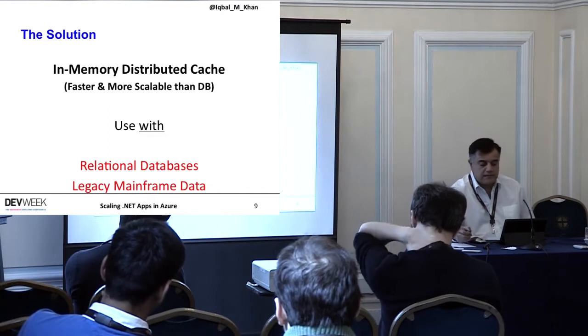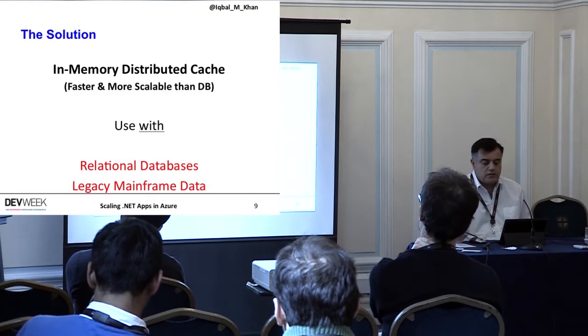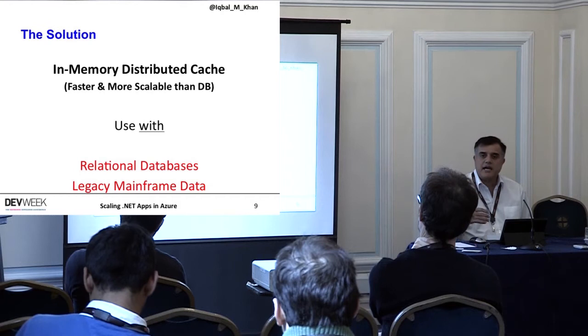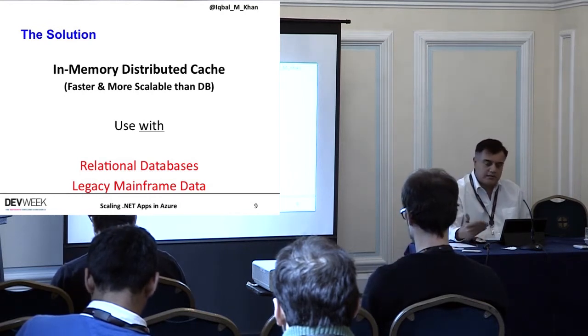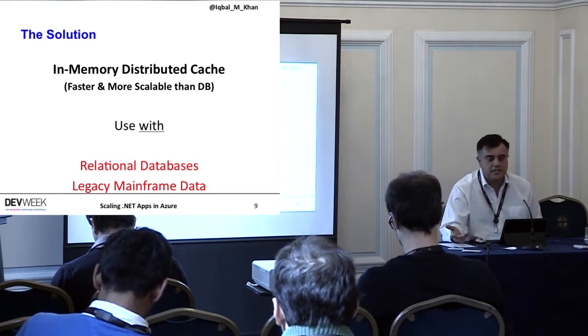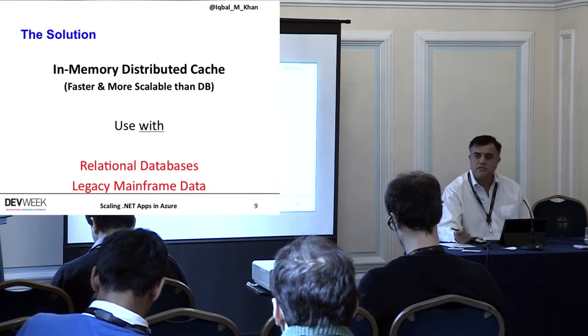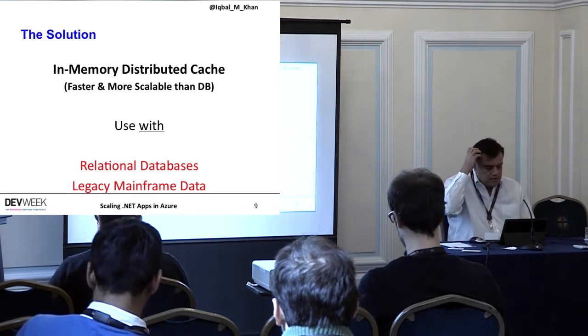So that is where, if you have an in-memory distributed cache, the benefit is that you can use it with a relational database. It does not ask you to replace relational databases with this as the storage. It is not a permanent storage. It's an in-memory store. It's temporary in nature. It is faster and more scalable than the traditional databases. It's actually faster than even the NoSQL database. It's all in memory, and it's very close to your application than the NoSQL database would be.